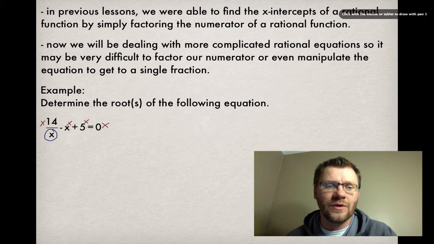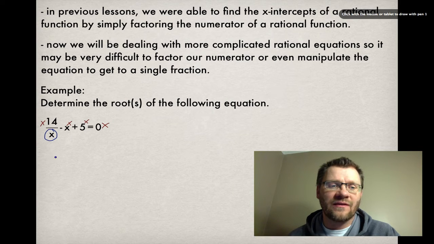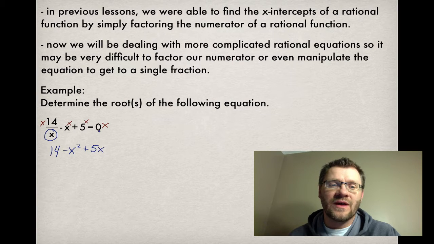And in doing so, we end up with these two x's canceling off, so we get 14. We have negative x times x, which is negative x squared. And we have positive 5 times x, which is plus 5x. And 0 times x is still 0. So we've been able to manipulate this equation, get rid of any sort of fractions, and we're left with a quadratic, which we should be able to solve quite easily. The only problem is that we have a negative x squared. We always like that to be positive.